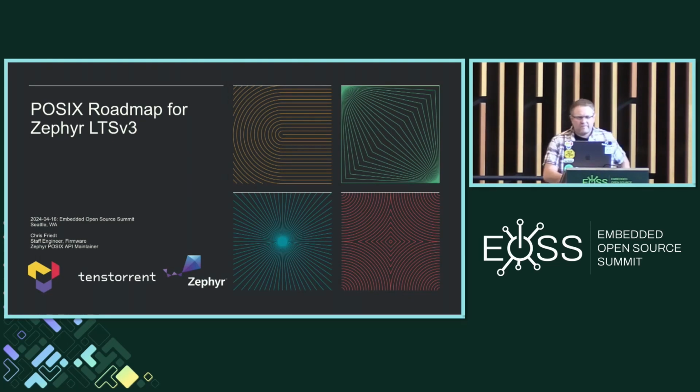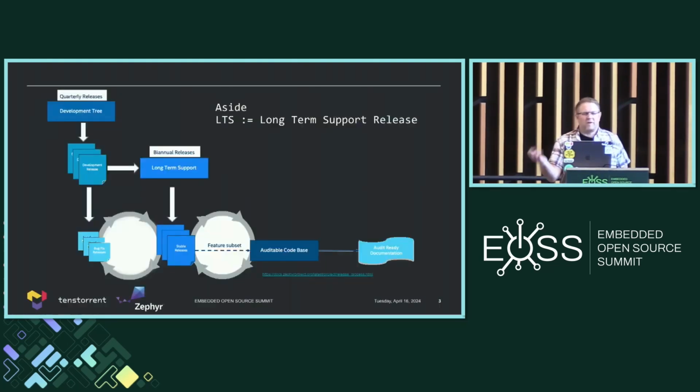In case you're not aware what LTS means, it's a long-term support release. That's the version of Zephyr that's supported for at least 2.5 years. It overlaps with the previous LTS release by 6 months. And the LTSv3 release is scheduled for July 26th of this year.